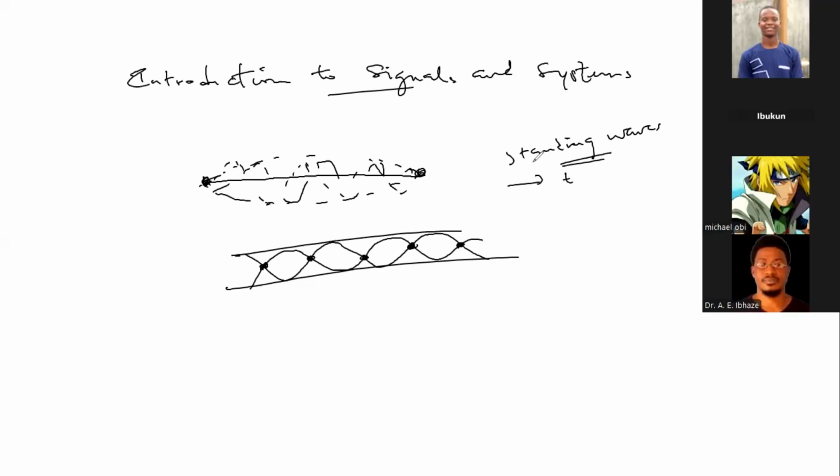A signal is a function of a dependent variable of one or more independent variables, while a system is a meaningful interconnection of physical devices and components. Okay, interconnection of components. Beautiful. So let's go to Ibukun. Tell us.